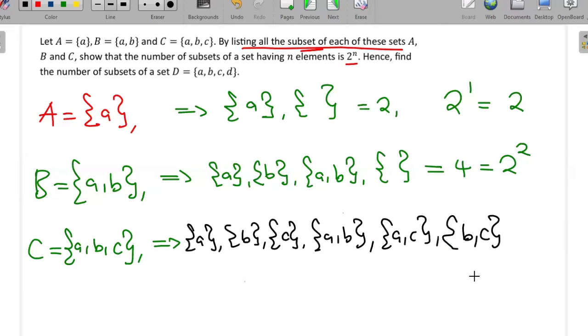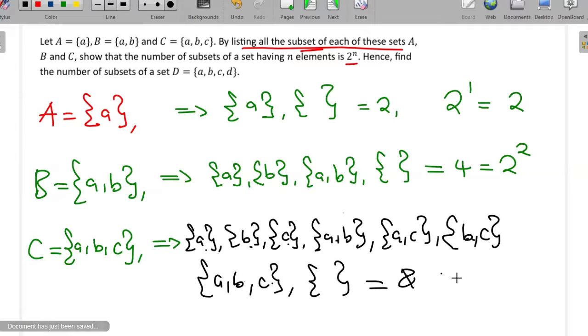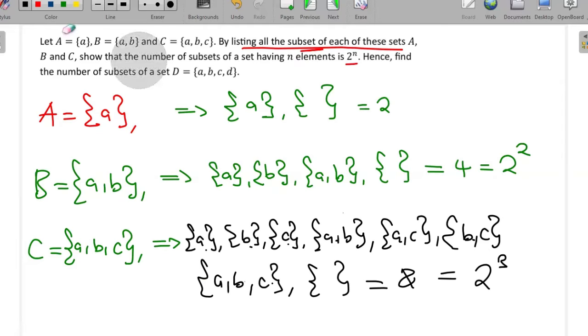So what are the other two subsets that are missing here? It's just the set itself and then the empty set. Okay, so we can count them: 1, 2, 3, 4, 5, 6, 7, 8. So this will just be 8, and 8 happens to be 2 to the power what? To the power 3. So here I was supposed to write it like this so that it follows through.